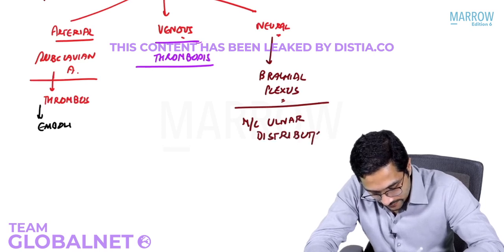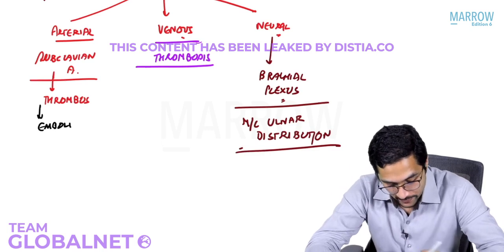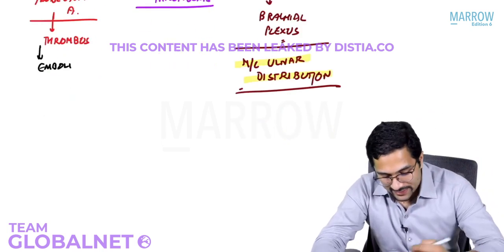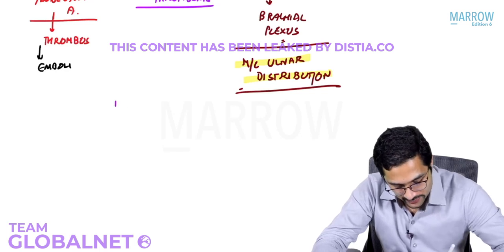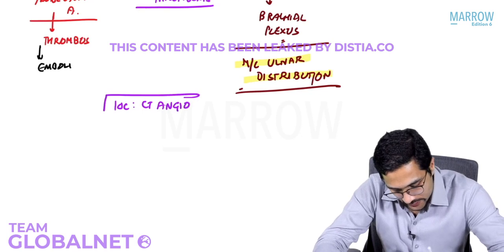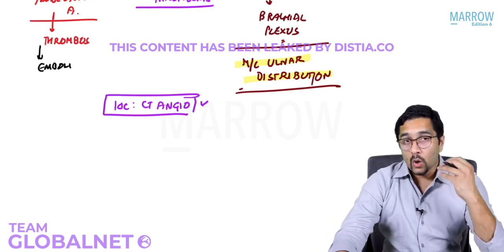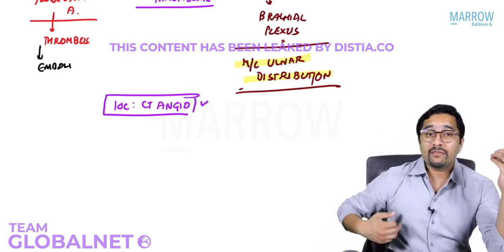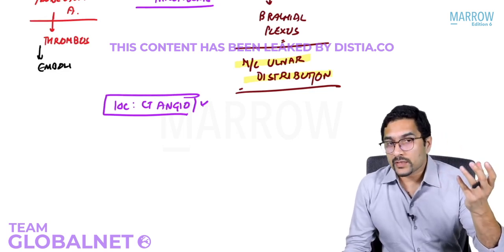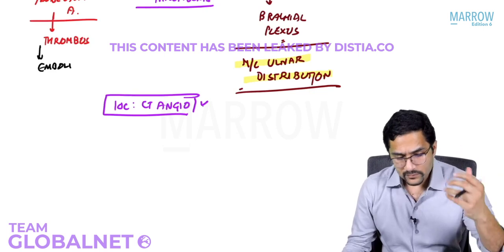They are seen in the ulnar distribution. So this is how these patients are going to present to us, and the investigation of choice to diagnose thoracic outlet syndrome is a CT angiography. This CT angio will tell us the cause of block and where exactly the block is located. Even a simple X-ray can tell us about a cervical rib as well.